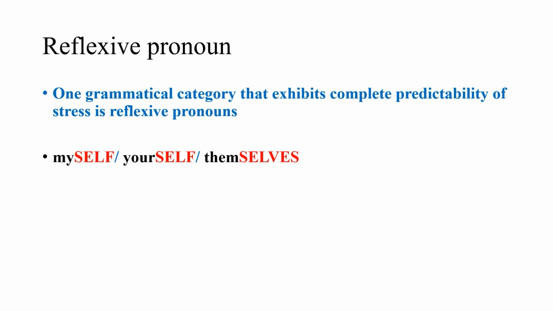And the last word stress rule in this video is reflexive pronoun. One grammatical category that exhibits complete predictability of stress is reflexive pronouns. They are simple and good to learn. Let's read these examples together. Myself, yourself, themselves.